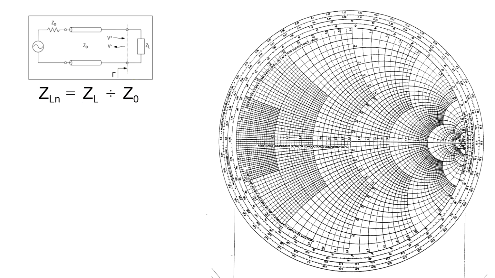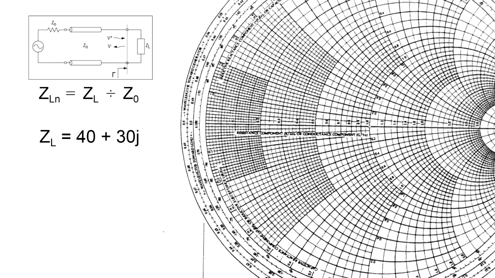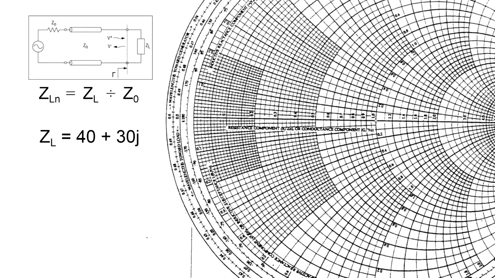In order to plot ZL on the Smith chart, we must first normalize it. This is done by dividing ZL by Z0, resulting in a normalized load impedance. For example, if we have a load impedance of 40 plus 30j and a characteristic impedance of 50 ohms, we can use the normalization equation to get 0.8 plus 0.6j.